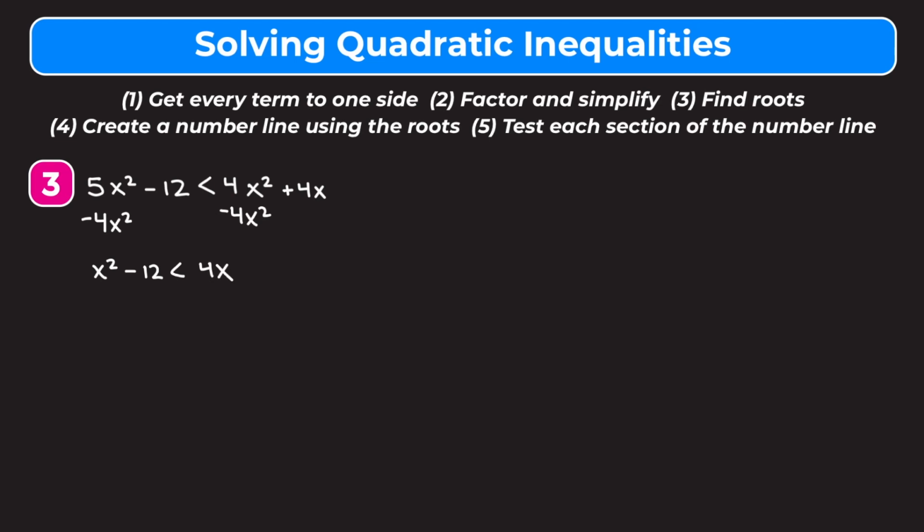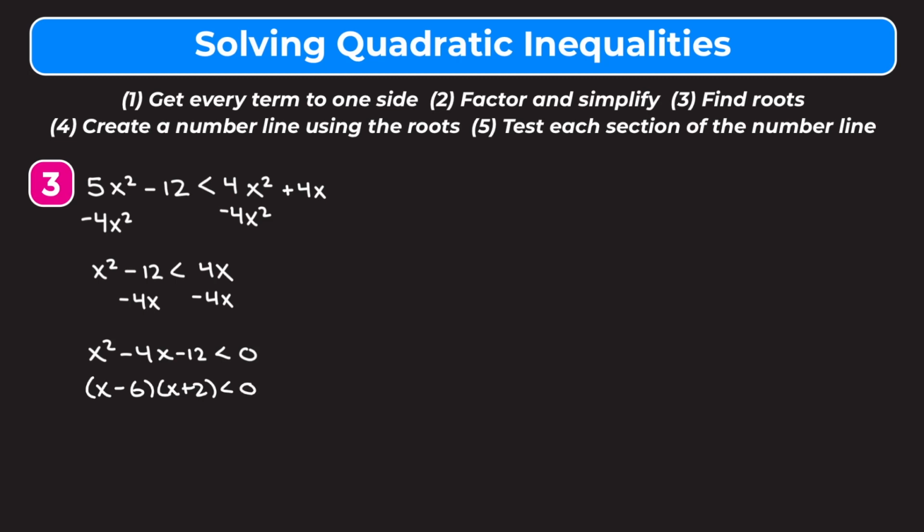And now I want to move this 4x from the right to the left, so I can do that by subtracting 4x from both sides of our inequality. On the left side, I get x squared minus 4x minus 12. And on the right side, I'm left with 0. So now we're going to move on to step 2, which is factor and simplify. So I'm going to factor x squared minus 4x minus 12. So I need two numbers that multiply to negative 12 that add to negative 4. So if we take a second and think about that, we should get negative 6 and positive 2. So we can factor this into x minus 6 times x plus 2 is less than 0.